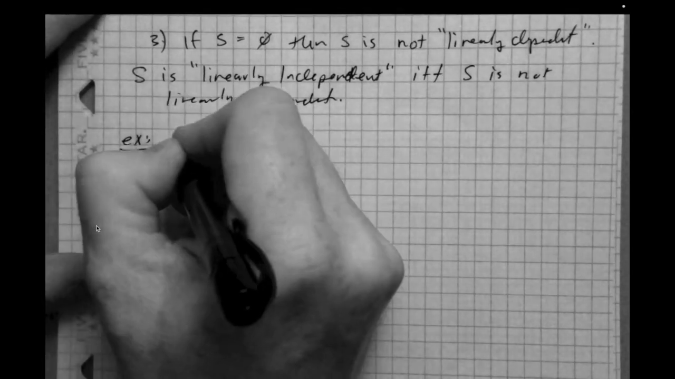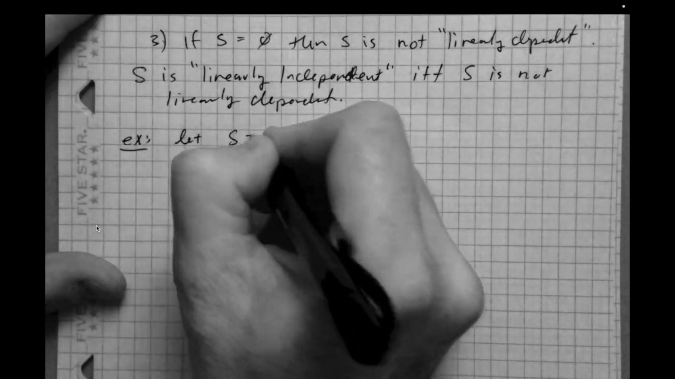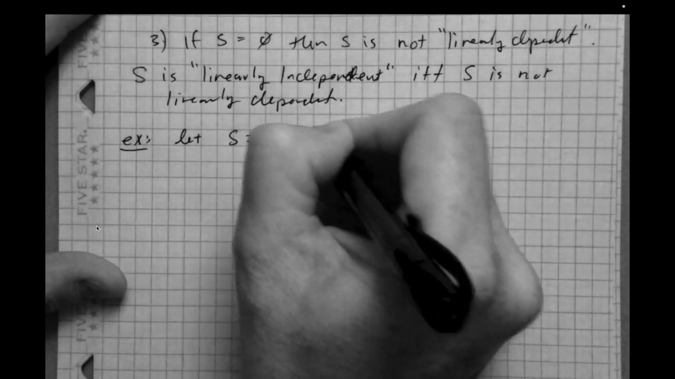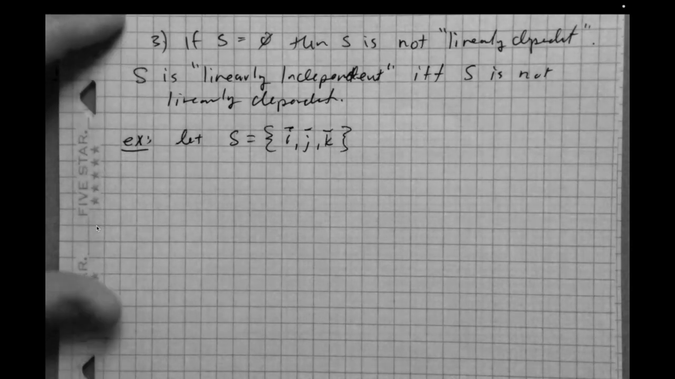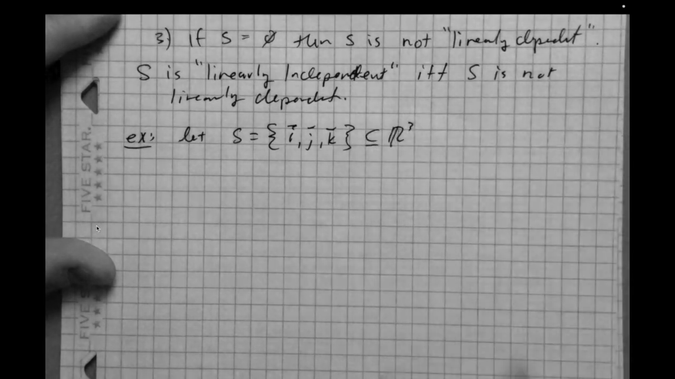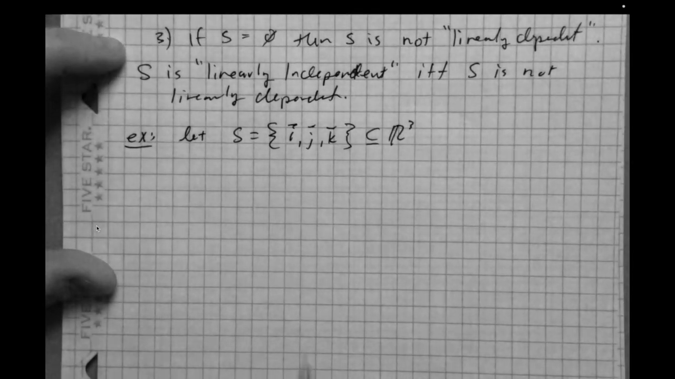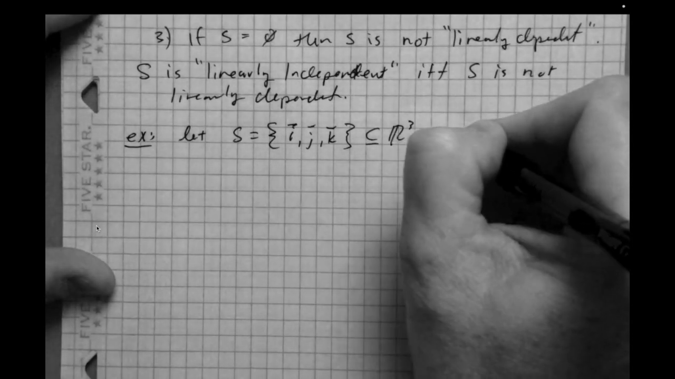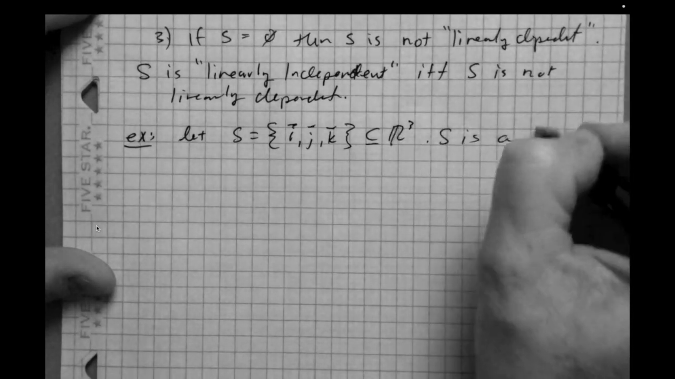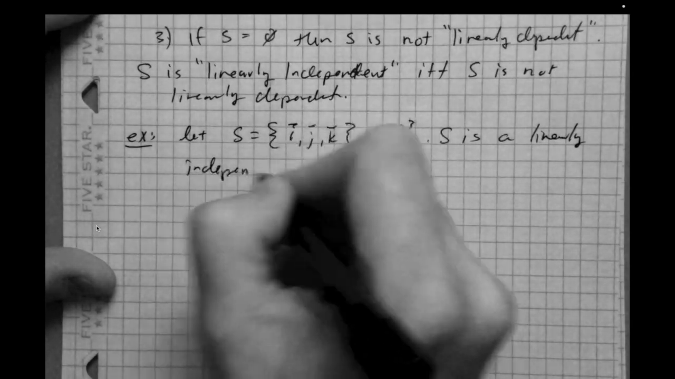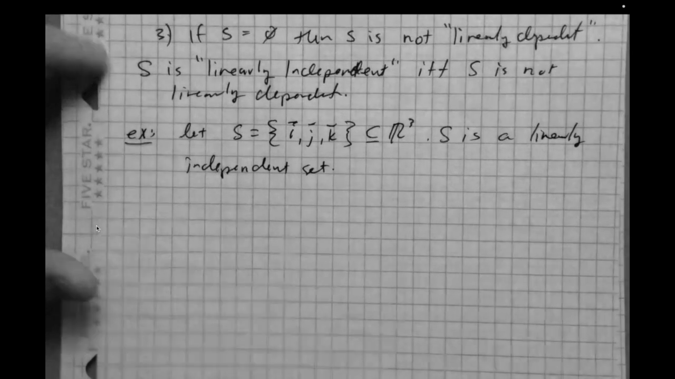Let's see something concrete, starting with a simple example. Let S equal {i, j, k}, the unit direction vectors in R3. Then is this an independent set or a dependent set? S is a linearly independent set.